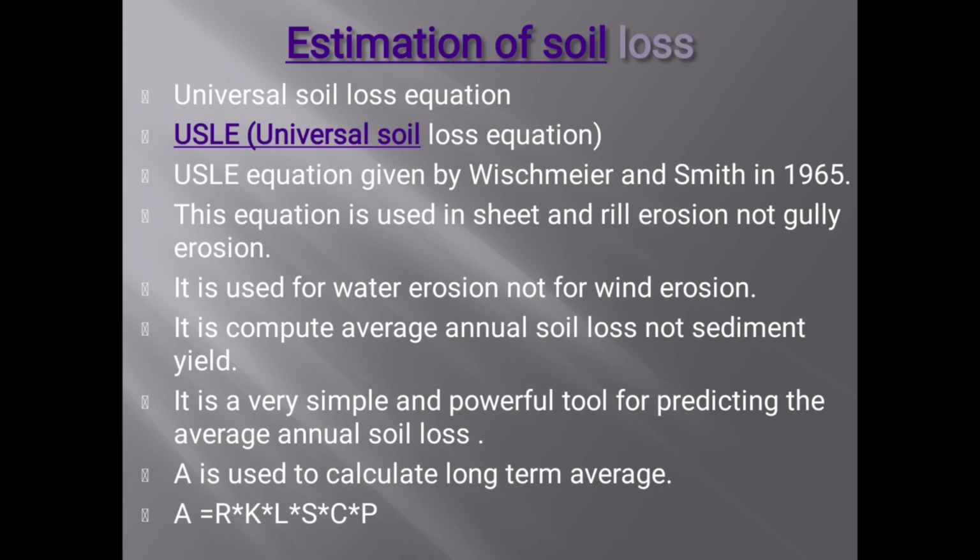This equation is used for sheet and rill erosion, not for gully erosion. It is used for water erosion, not for wind erosion. It computes average annual soil loss, not sediment yield. It is a very simple and powerful tool for predicting the average annual soil loss. The formula for USLE is A equal to R into K into L into S into C into P.